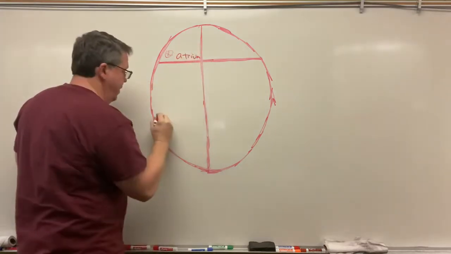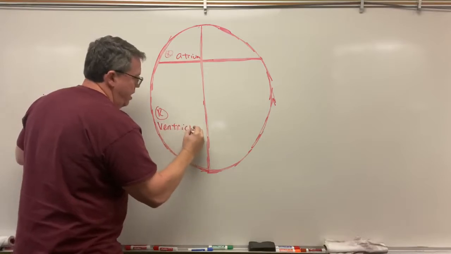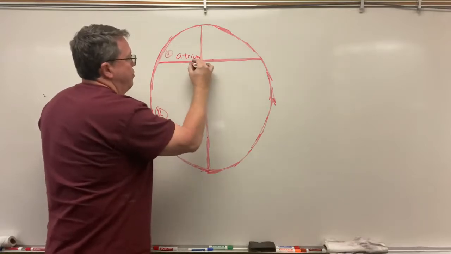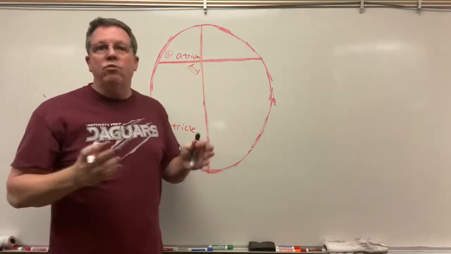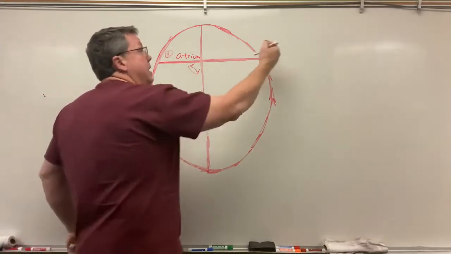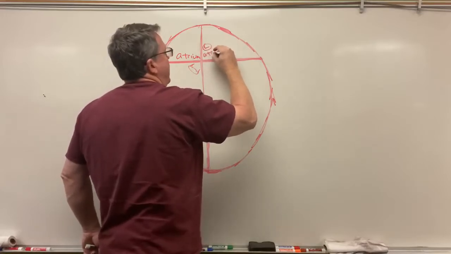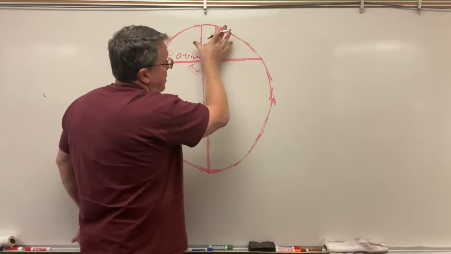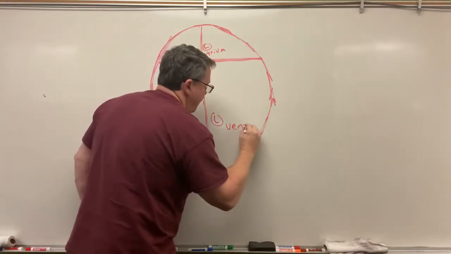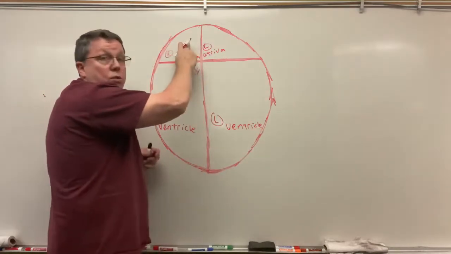Then from the right atrium, the blood's going to come down here into the right ventricle. Then from the right ventricle, the blood is pumped out through our pulmonary artery, and it's going to go out to the lungs, which are on either side of the heart. It's going to get oxygen. Then it's going to come back into the heart through the left atrium. Then when the heart beats again, the blood's going to come down into the left ventricle.